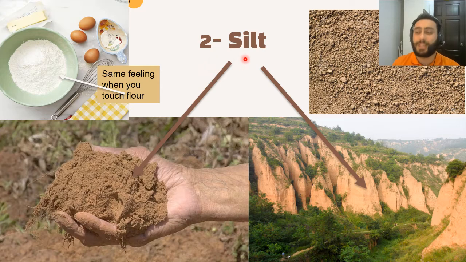Next, we have silt. Silt also can be found everywhere, right? Now, silt, when you touch it, it's like baking flour. So, when you touch silt soil, it feels like you're touching baking flour. It's actually nice. But if you touch it, wash your hand after, okay? So this is silt. Silt's particles are smaller than sand's.